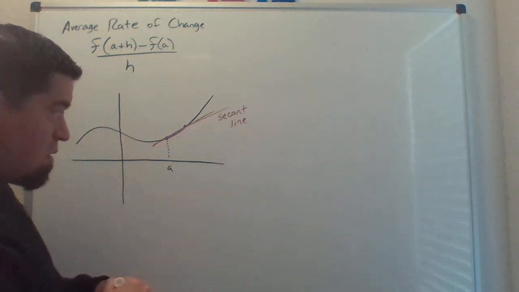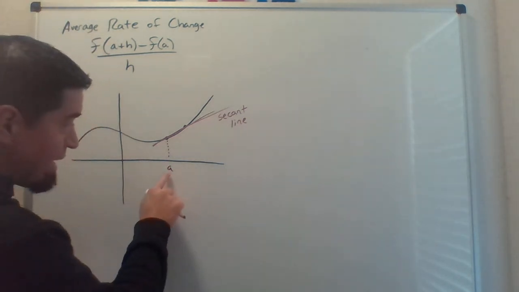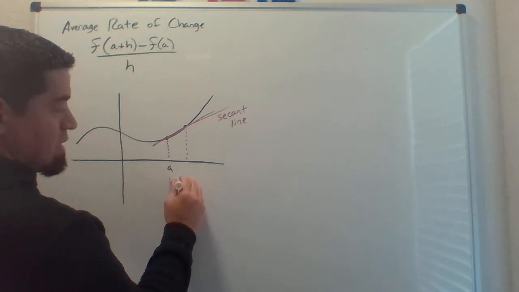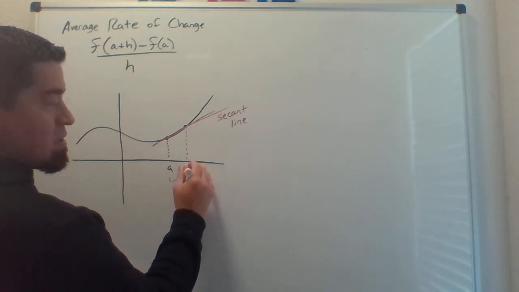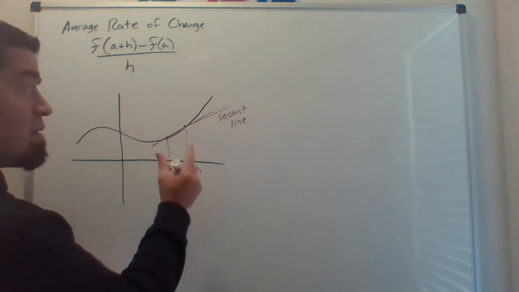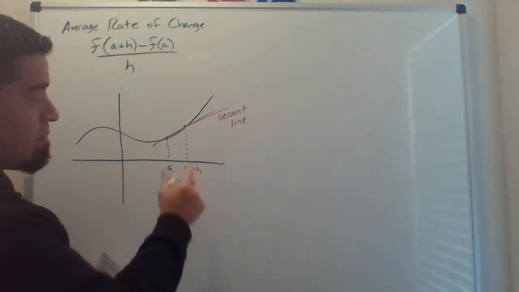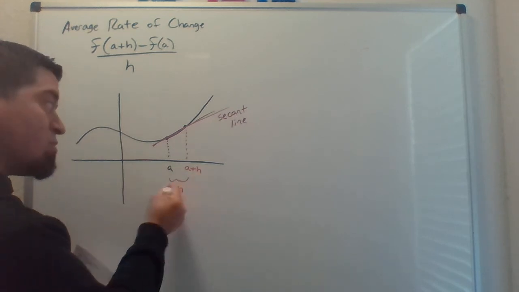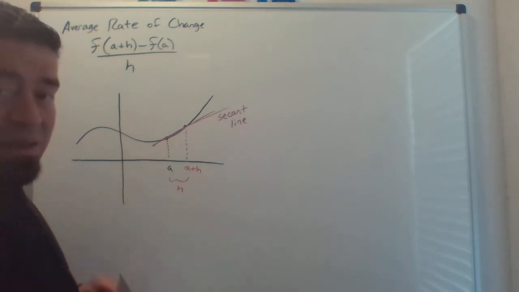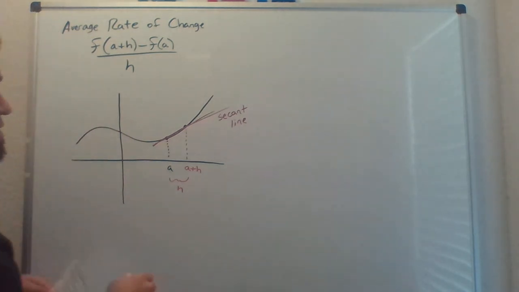Now, how could I get a better slope to estimate A? Right here, we'll call this distance h. Then this point right here is A plus h. So how can I get a better estimate of the slope at that point on the curve? I can make h smaller, and the closer I bring it to A, the better estimate I get. But for now, we're just trying to find this slope, or what we know as the average rate of change.